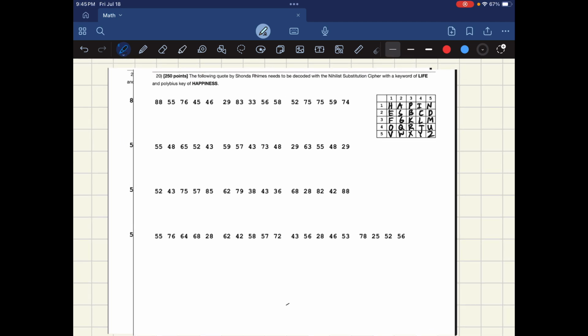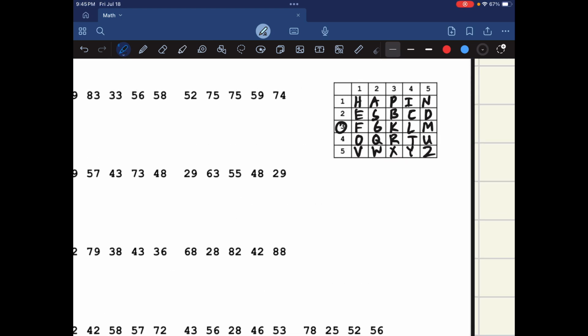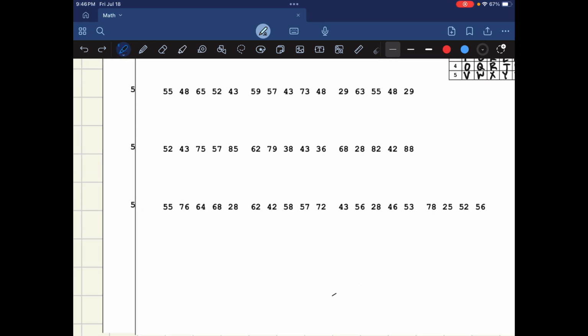As with the shortcut I mentioned before, we're going to use that here. So we have the keyword of life, and we're going to write it in the bottom left corner for our left hand to follow. So L corresponds to 34. Remember, we start with the left side, and then we go to the top. So L corresponds to 3, 4. So we write down here, 34.